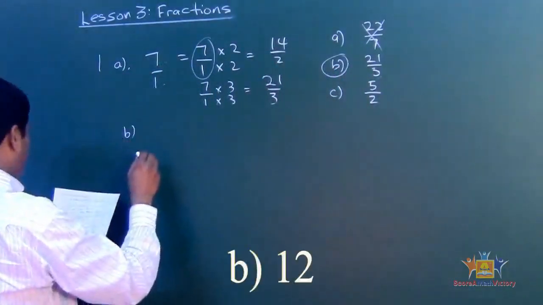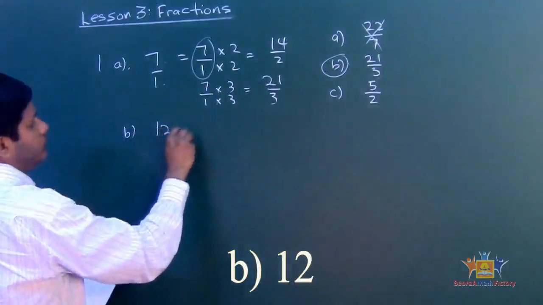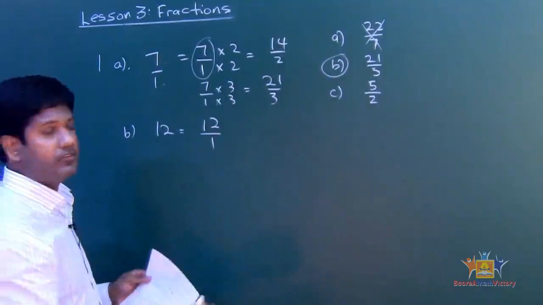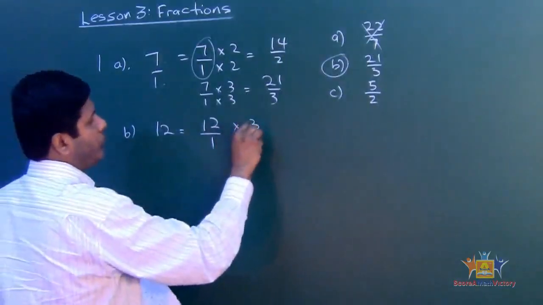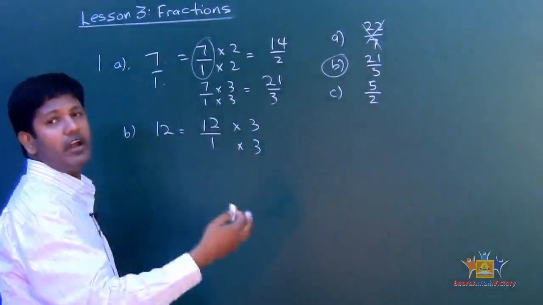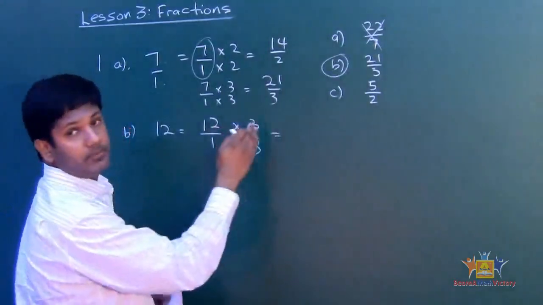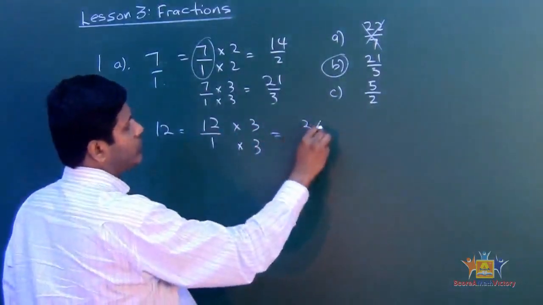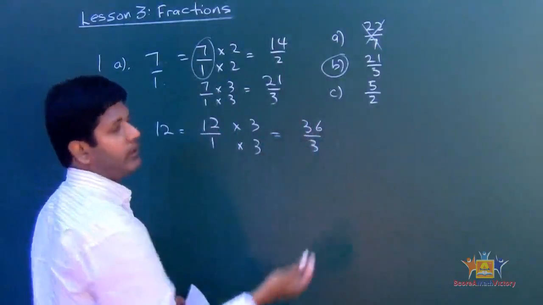Now B, you're given 12, which is what? 12 over 1. If you want to be fancier, you can multiply it by 3 or 2 or 5, as long as you multiply the numerator and the denominator. So 12 times 3 is 36, 1 times 3 is 3, right there.